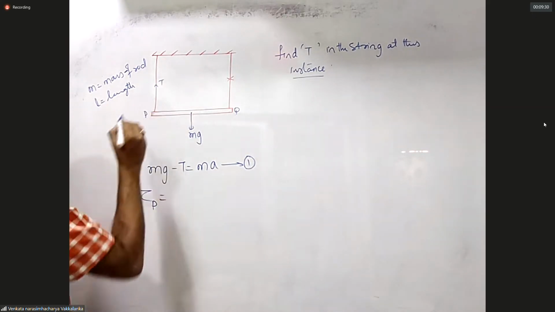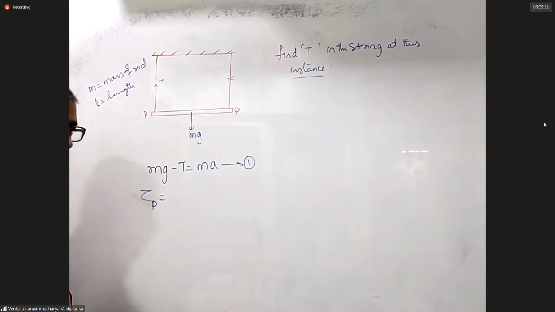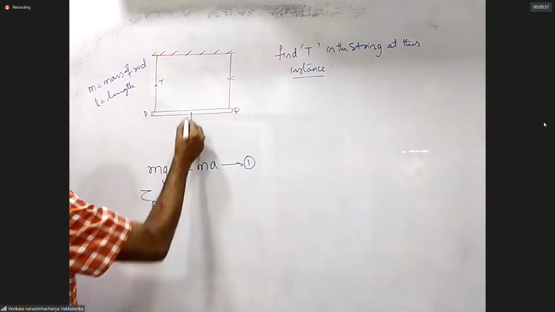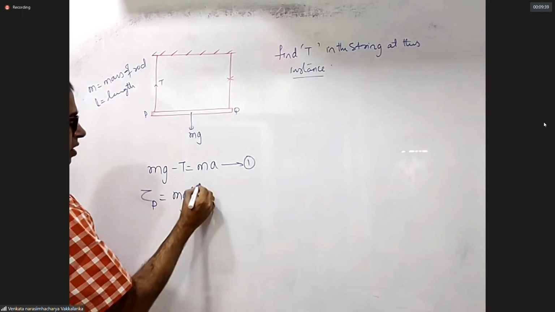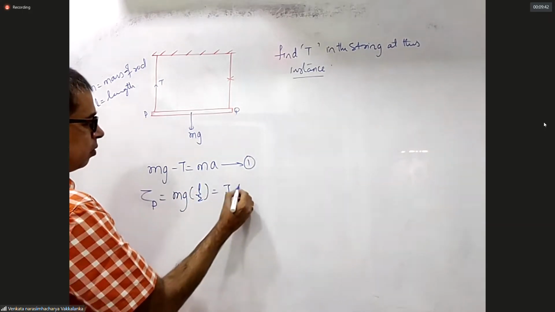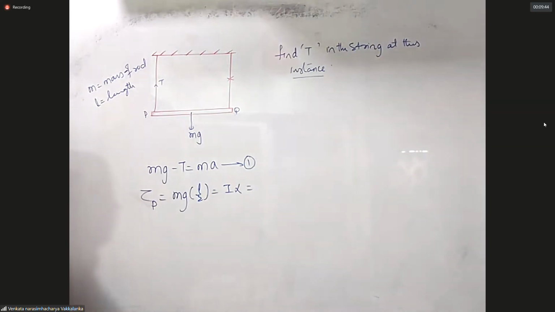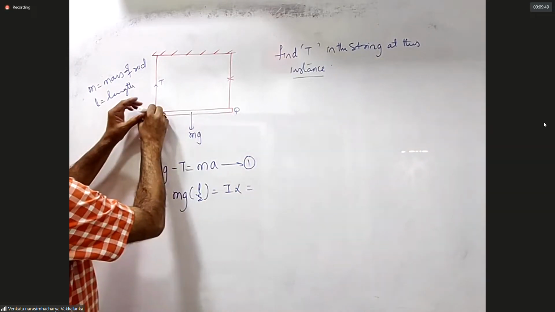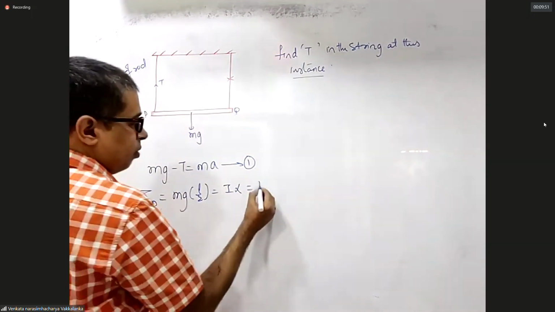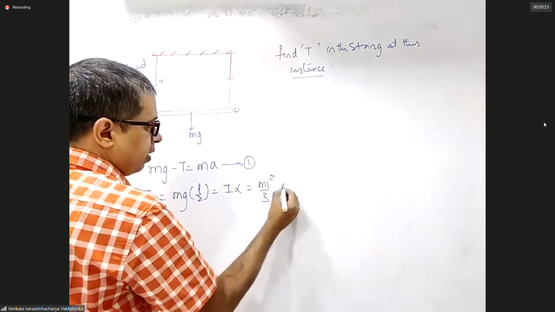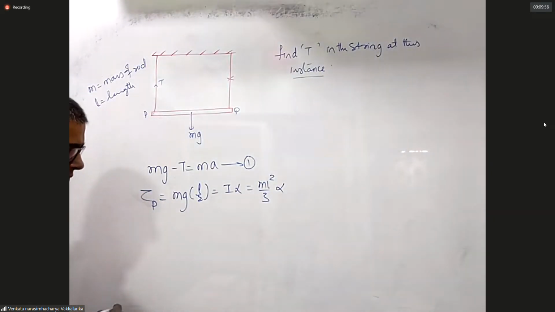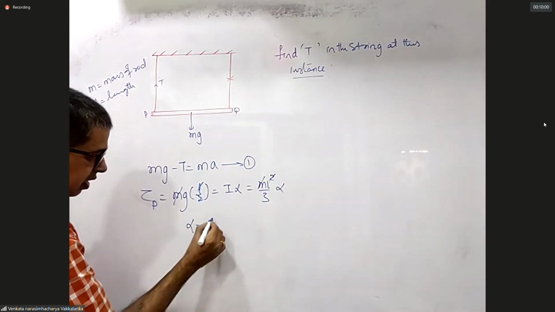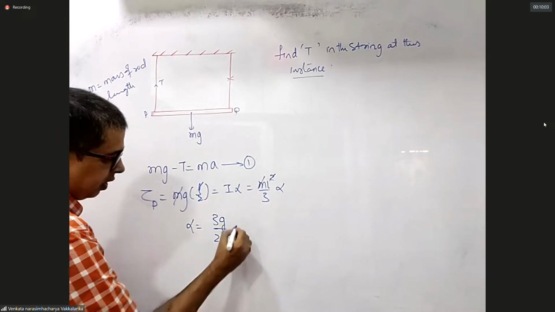Tension is passing through that particular point. Torque due to tension is 0. Mg into L by 2 is equal to I into alpha. You took the torque about one extreme end of the rod. Moment of inertia will be mL squared by 3. M gets cancelled, L gets cancelled, alpha is 3g by 2L. This is my second equation.